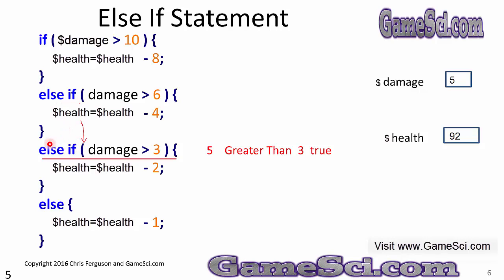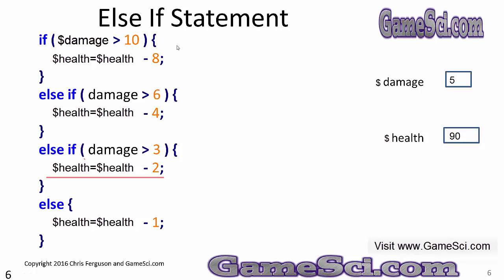This if is attached to that else. If this if is true, I'm going to execute the statement immediately following the if. The condition is damage greater than 3. 5, which is in the damage variable, is greater than 3. That is very much a true statement. As a true statement, we know what it's going to do. It's going to execute the code in the if statement. 5 greater than 3 was true, so I'm going to execute health equals health minus 2. My 92 just went to 90.